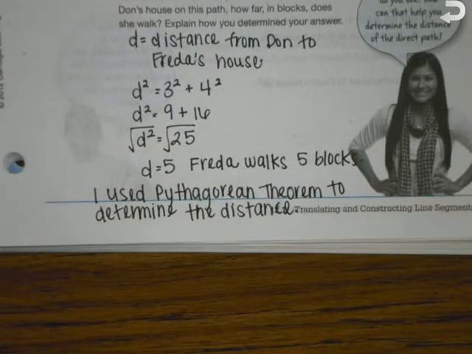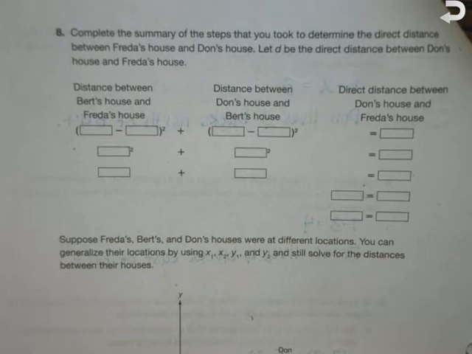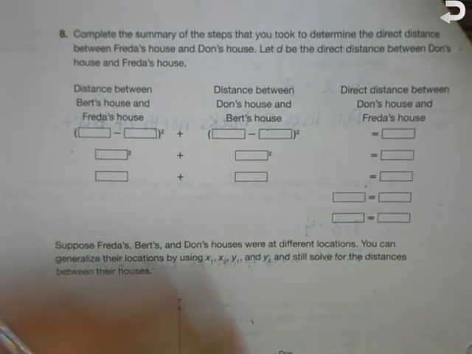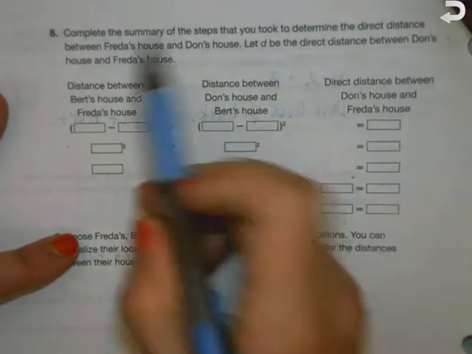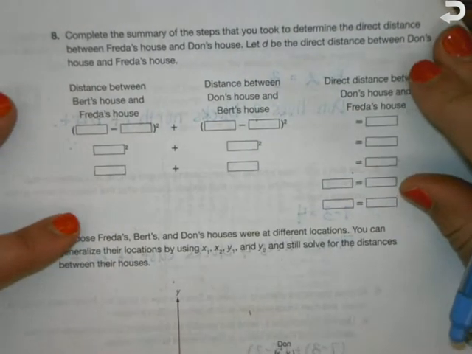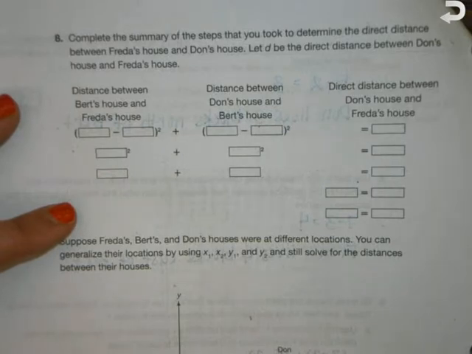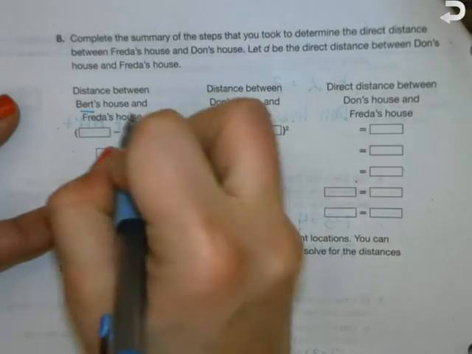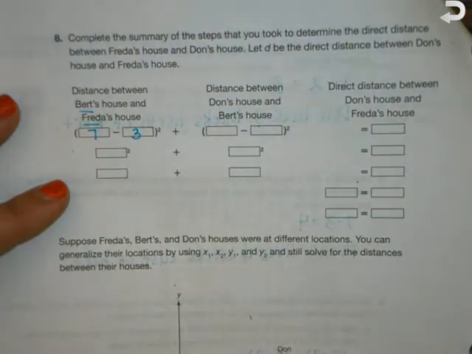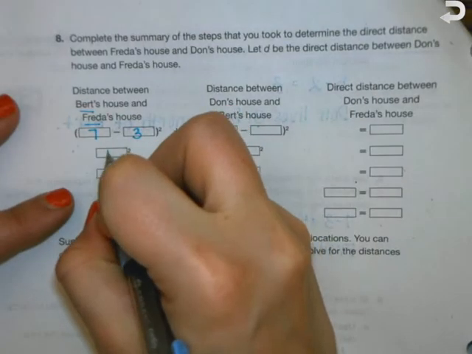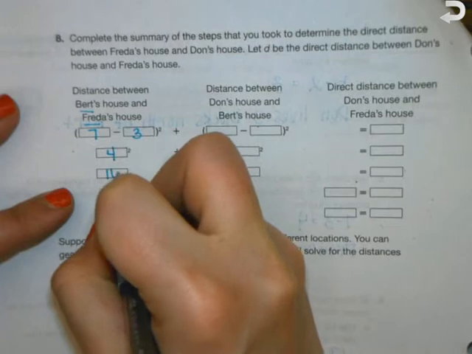Okay, number 8 wants us to complete the summary of the steps that we took to determine the direct distance between Dawn's house and Frida's house. D is going to be the distance between the two. The first thing we did was find the distance between Bert's house and Frida's house. What expression did we use? 7 minus 3, so plug that in. (7 minus 3) squared, because remember we squared it, which is how we got 4 squared, which is how we got 16, right? Okay.